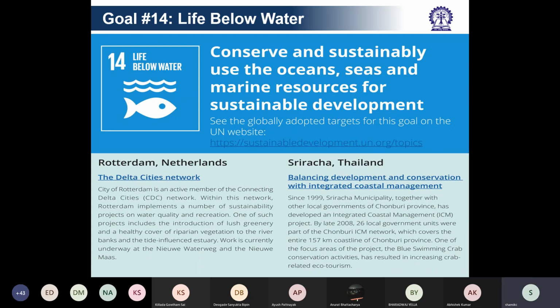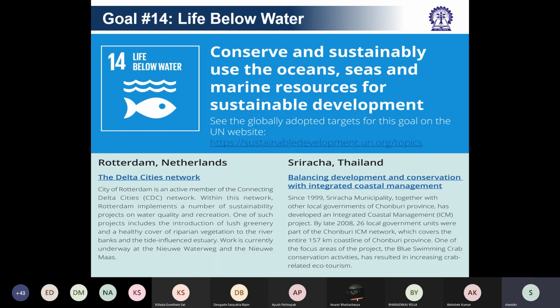Then goal 14 is basically about life below water. As we know, oceans make human life possible. Their temperature, their chemistry, their currents, their life forms, all these make human life possible. More than 3 billion people today depend on marine and coastal biodiversity for their livelihood. But today we are seeing that nearly a third of the world's fish stock has been overexploited, and that is definitely not a sustainable way of life.